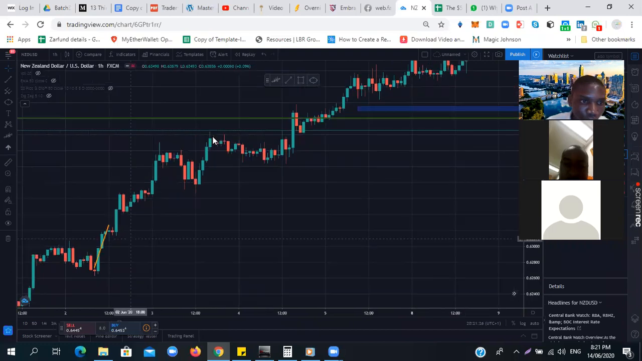Okay, so we see that price moves from the bottom here to this point, and then pulled back. We discussed that yesterday. Then you keep going to this point, then pulled back here, and went up.